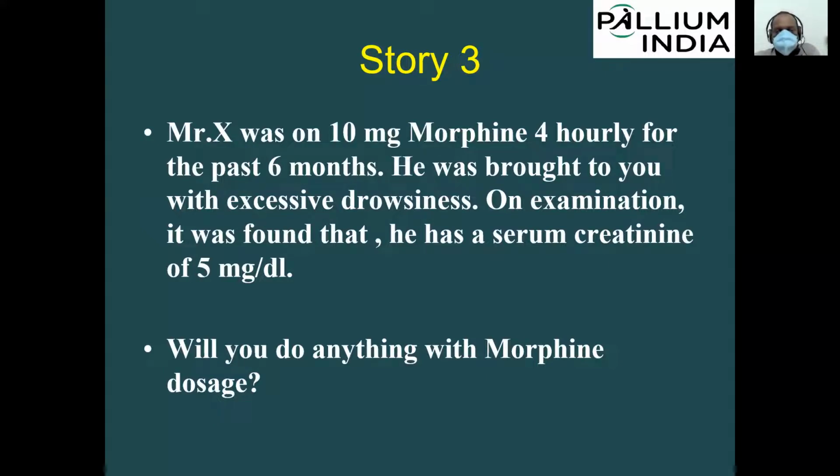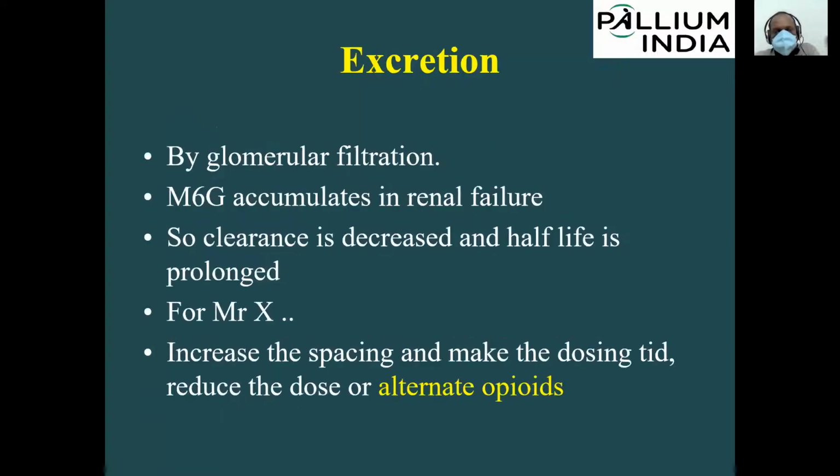We have this patient who came to you with excessive drowsiness, and his serum creatinine is 5 milligrams per deciliter. What is the importance of serum creatinine here? That's what you have to understand. Morphine is actually excreted from the body by glomerular filtration through urine. So what happens if there is renal failure? The morphine and its metabolites accumulate in the blood, so that it is not going out. Whatever you are giving, it is there in the body. So it will accumulate, and that will lead to drowsiness and other symptoms.